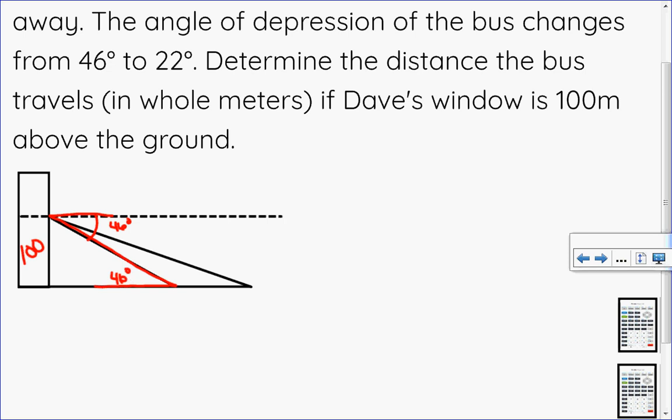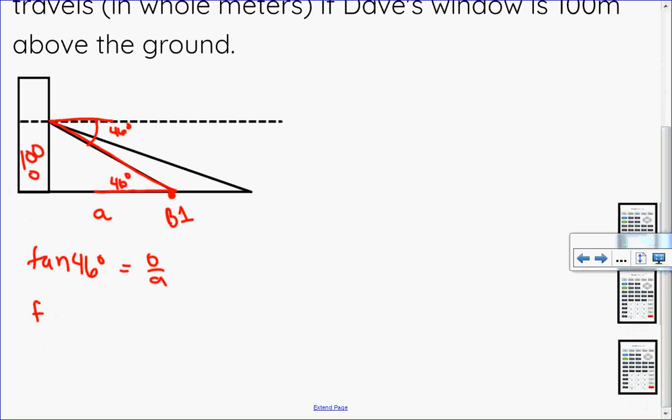Okay, so I want to find the distance that the bus moved. This is the first time that I see the bus. I'll call it bus number 1. So I'm looking for this side, which is adjacent. Now looking at the 46-degree angle, this side is opposite. So O's and A's, that's tangent. So let's write that out. Tangent of 46 degrees is going to be opposite over adjacent. So tan of 46 is going to be opposite, which is 100, over adjacent, which we're trying to find.